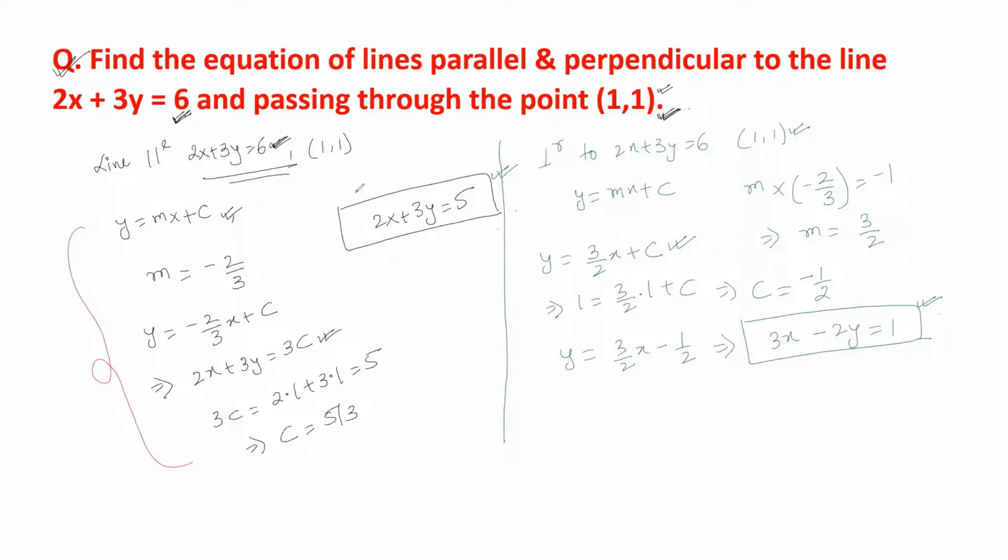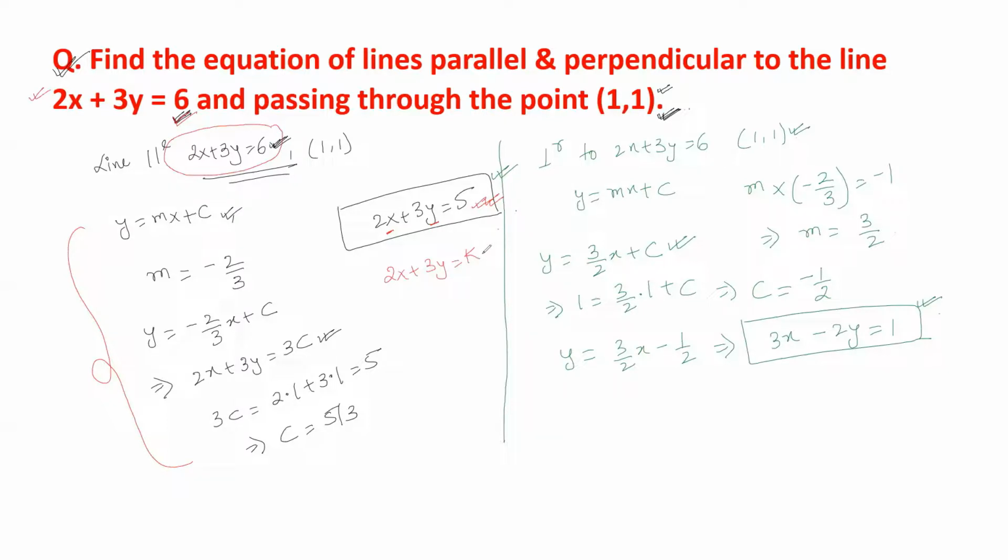Every time we have to find the equation of a line which is parallel to a given line, we can keep the coefficients of x and y the same, and we can change only the constant. So here the given equation is 2x plus 3y equal to 6, and the equation of a line which would be parallel to this line is 2x plus 3y equal to 5. So directly we can assume that the equation of a line parallel to 2x plus 3y equal to 6 will be of the form 2x plus 3y equal to some constant.